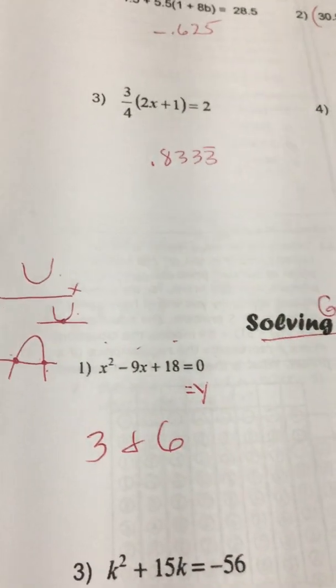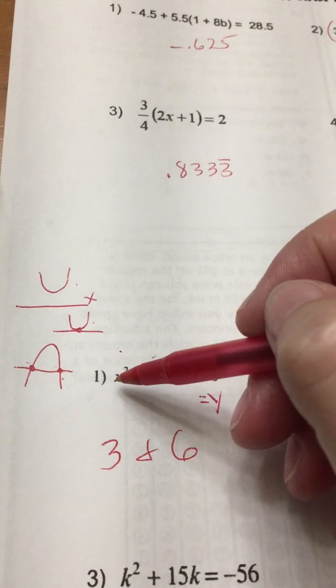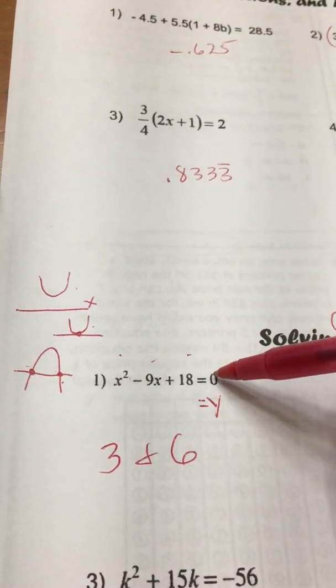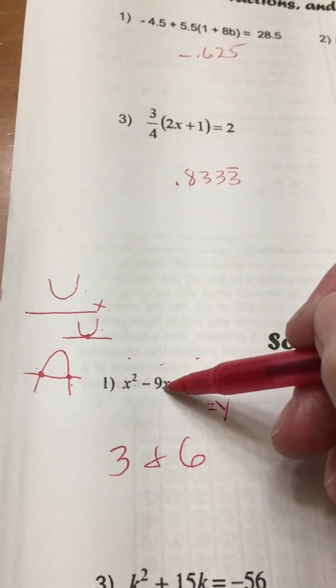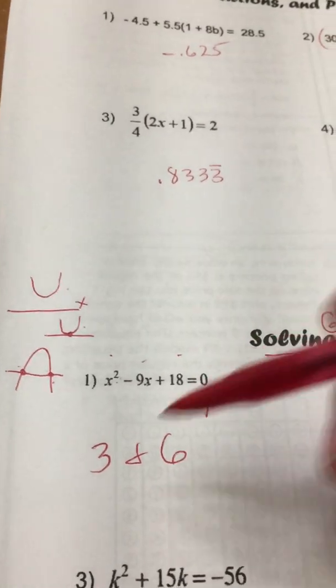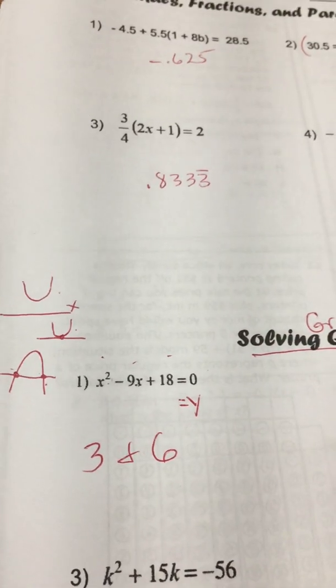Okay, those are the two different numbers that x could be, that if you plug in a 3 there and a 3 there and do this math, it equals 0. If I plug in a 6 there and a 6 there and do this math, it equals 0. So there's usually two answers when it's a quadratic.